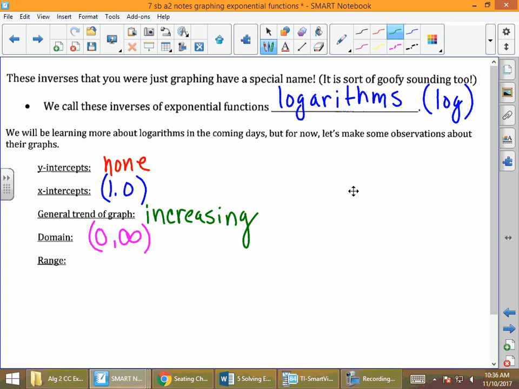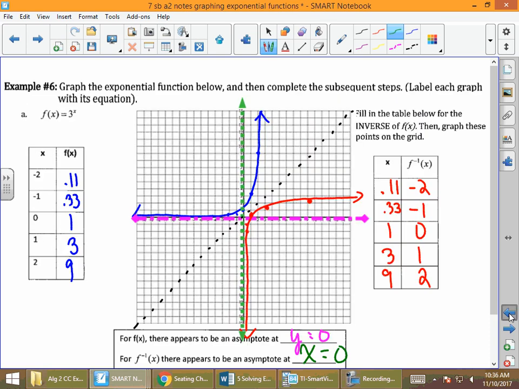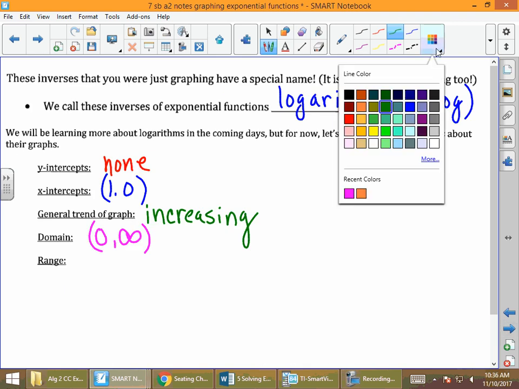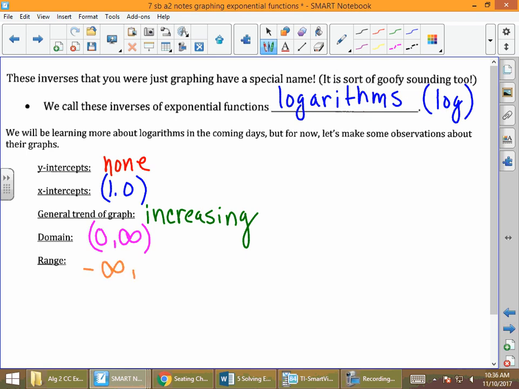Our range, however, is not limited. Again, if we just look at one particular graph, it doesn't matter which one, we've got values of y that are below the x-axis. We've got values of y that are above the x-axis. We've got a value of y that's 0. So in this particular case, our range of this function is all reals. y is allowed to be any value. It can be a positive number, it can be a negative number, it can be a fraction, it can be a decimal, it can be a radical, it can be zero. So there are some characteristics of the logarithm.